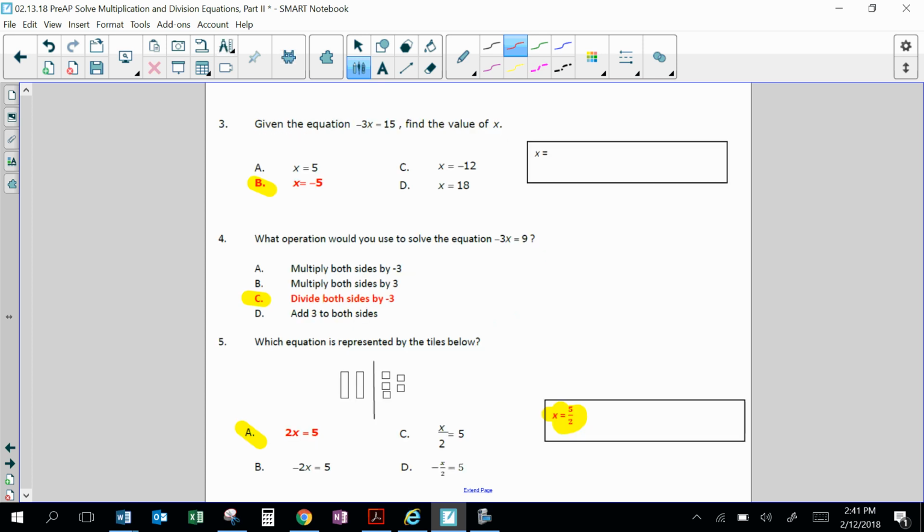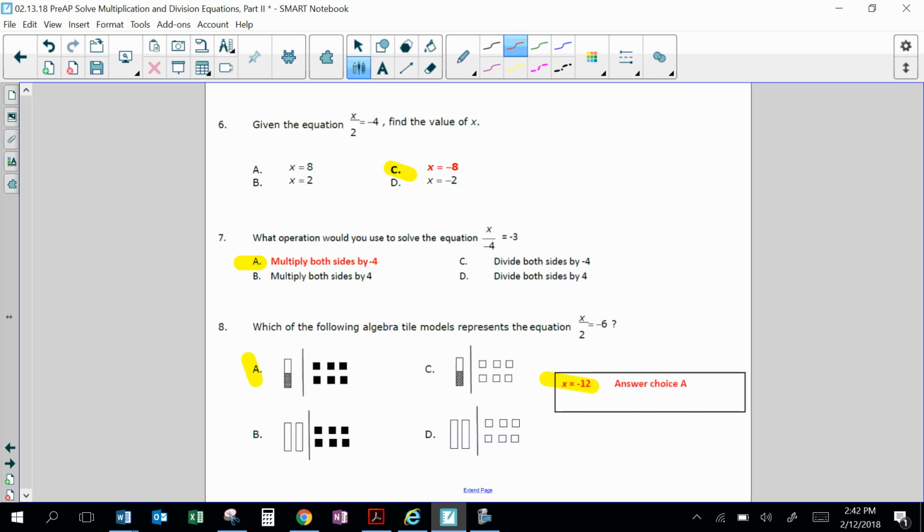Number 3, the answer is B. Number 4, the answer is C. Number 5, the answer is A, and x equals 5/2 or 2.5. Number 6, the answer is C.